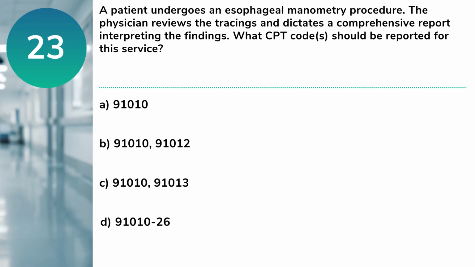Question 23. A patient undergoes an esophageal manometry procedure. The physician reviews the tracings and dictates a comprehensive report interpreting the findings. What CPT codes should be reported for this service? A. 91010. B. 91010, 91012. C. 91010, 91013. D. 91010-26.